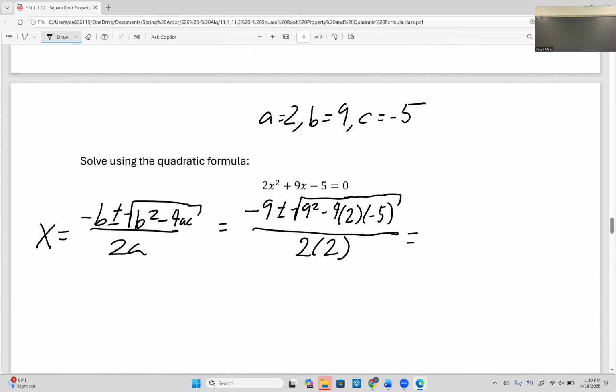Okay. What is 9 squared? What is 4 times 2 times 5? Oh, sorry. You said 40 and my brain wrote 20. I don't know why. You were correct. I just wrote the wrong thing. I just can't get my hand to write the right thing, apparently. Okay, 81 plus 40. 121.